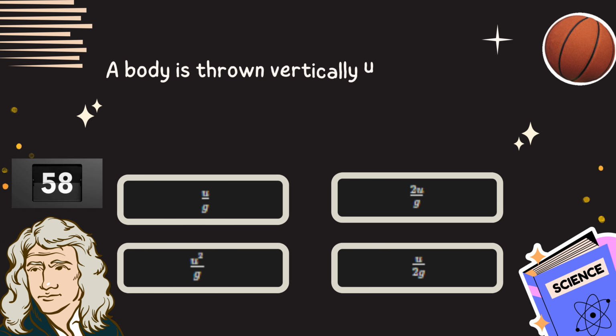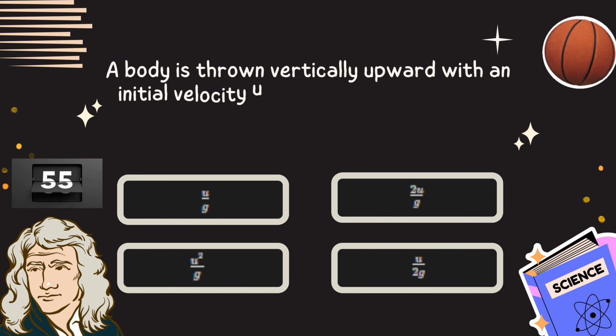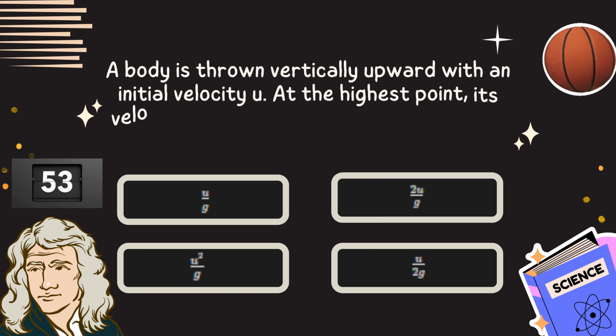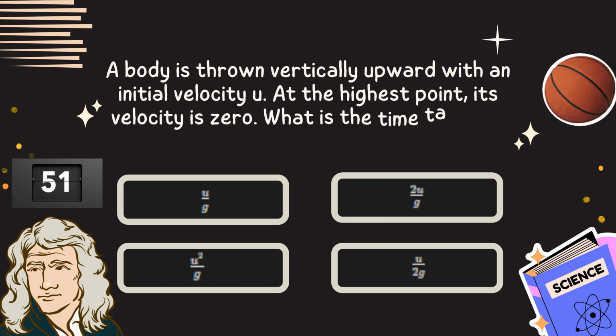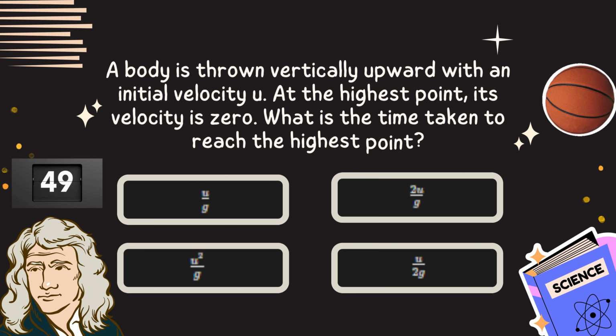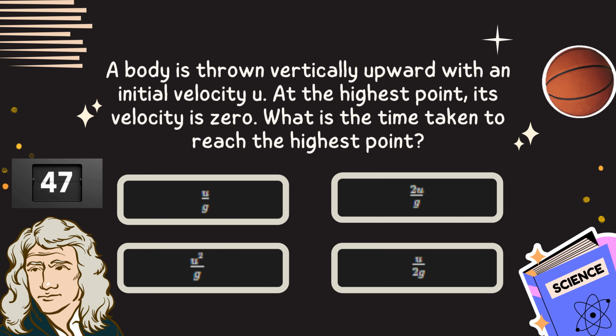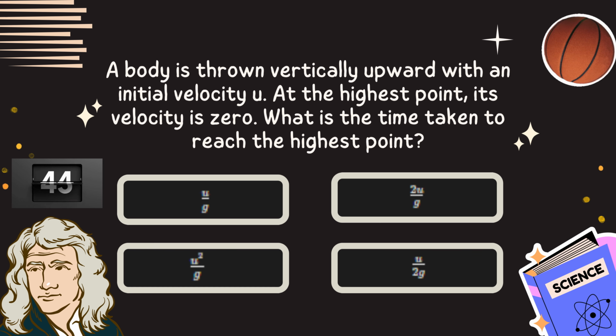A body is thrown vertically upward with an initial velocity u. At the highest point, its velocity is 0. What is the time taken to reach the highest point? Options are u by g, 2u by g, u squared by g, and u by 2g.